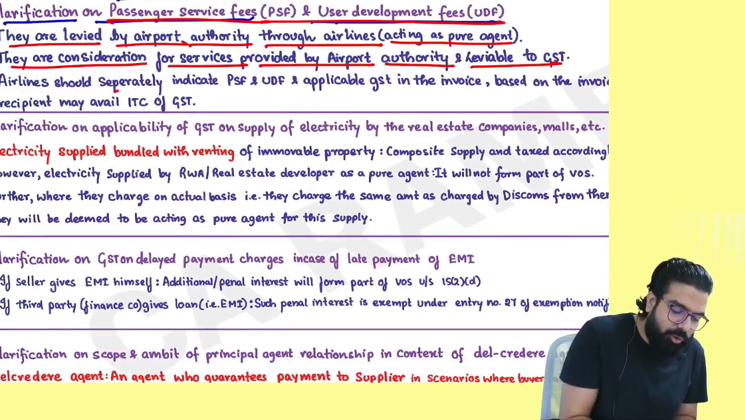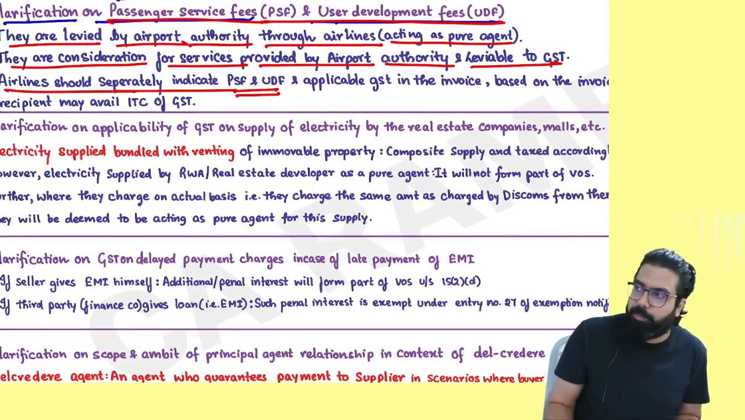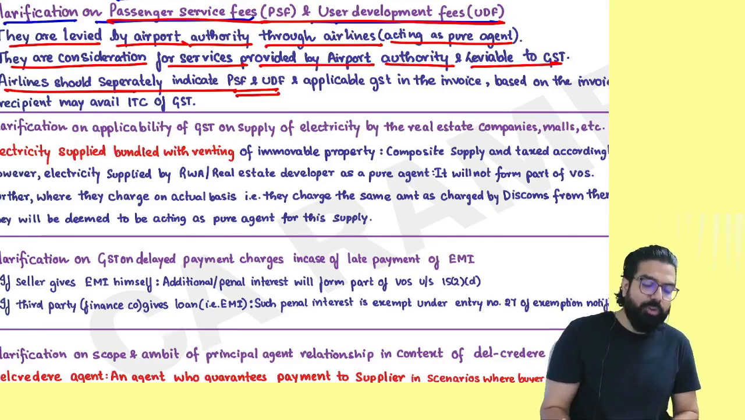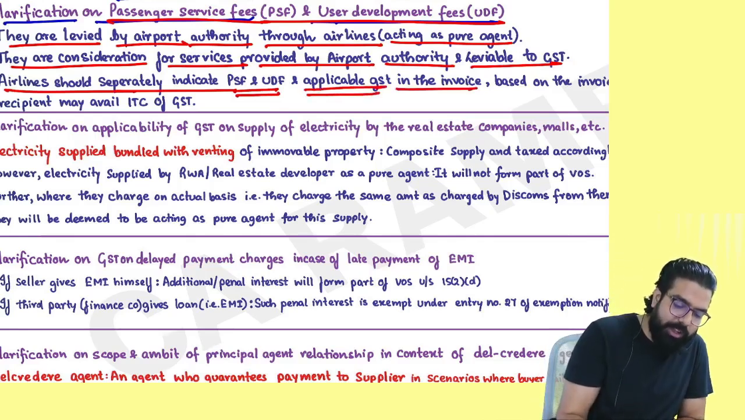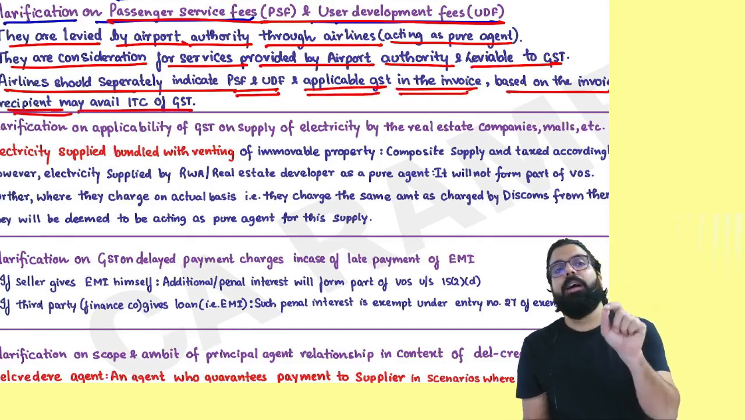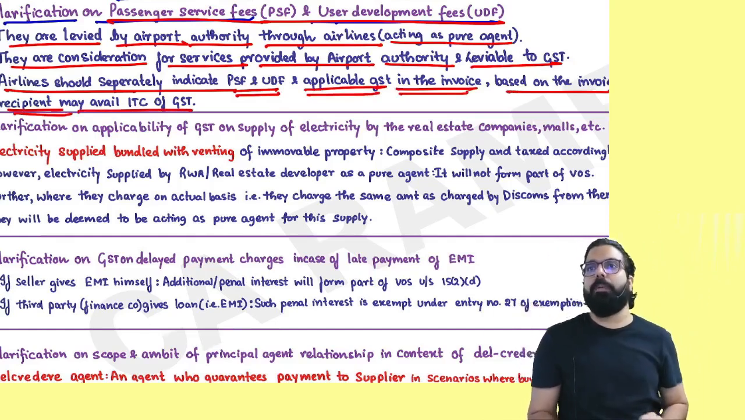Airline should separately show passenger service fees and user development fees and applicable GST on the invoice. Based on the invoice, the recipient may go ahead and take the ITC. Is my point clear to all?